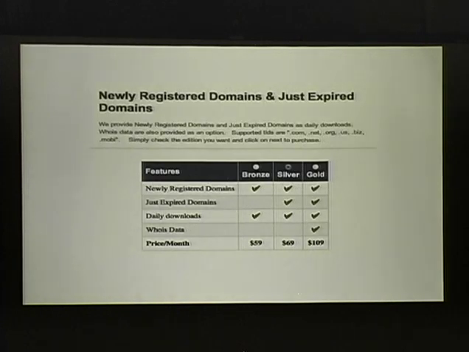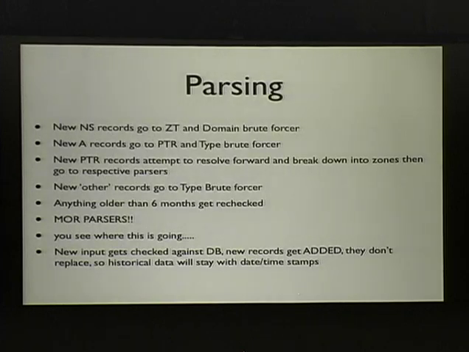Yeah. You can also buy some. So you have $69 a month for this specific service. You get all the newly registered domains, anything that just expired, and you can download it daily. So how do you parse it?